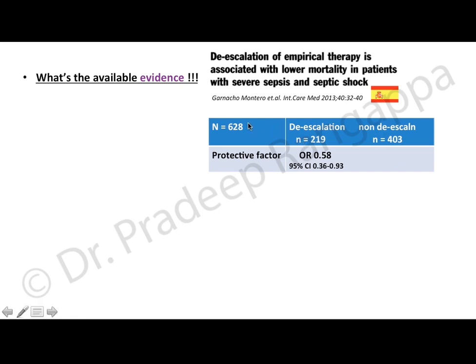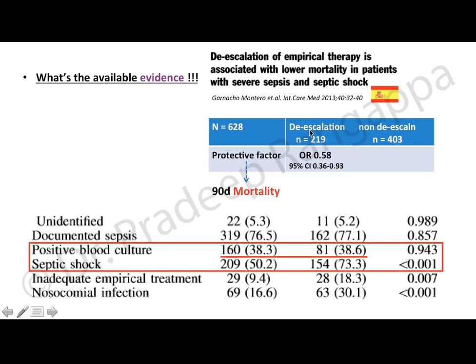What it found is that there were 628 patients, and 219 were in the de-escalation group, where they started antibiotics thinking it is sepsis and then stopped. You saw that the protective factor was 0.58 for 90-day mortality. So it offered protection and reduced the mortality in the group where antibiotics were stopped.